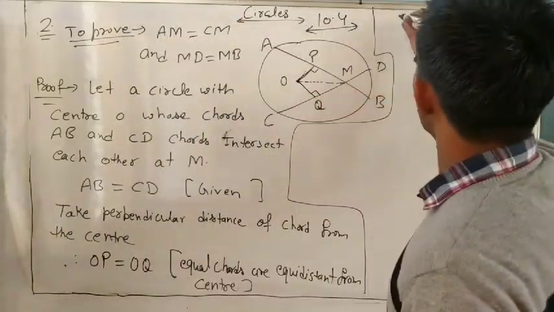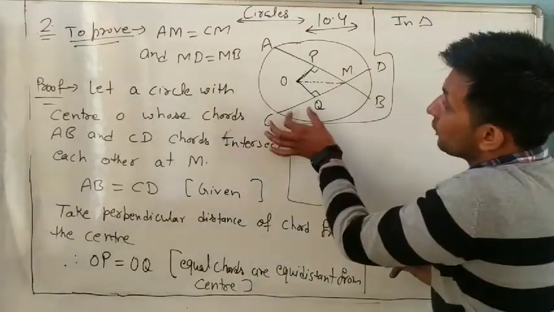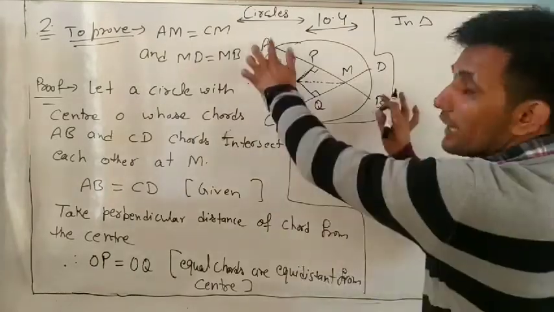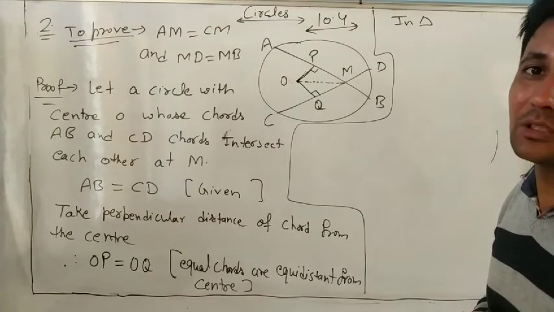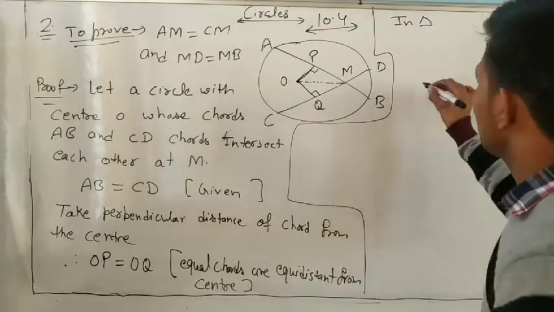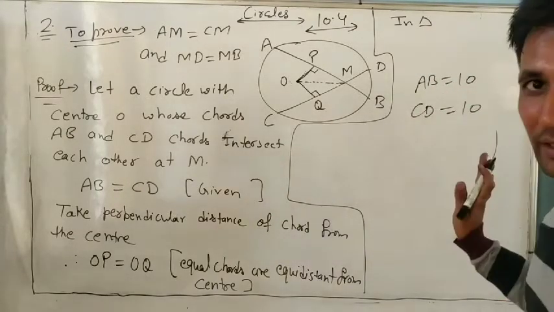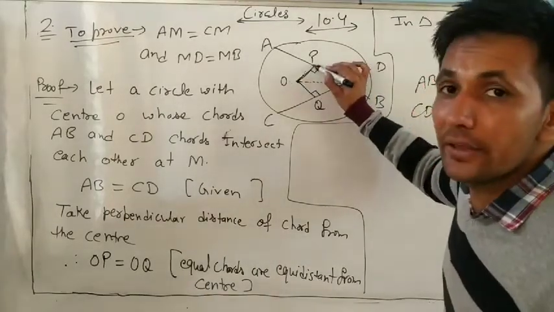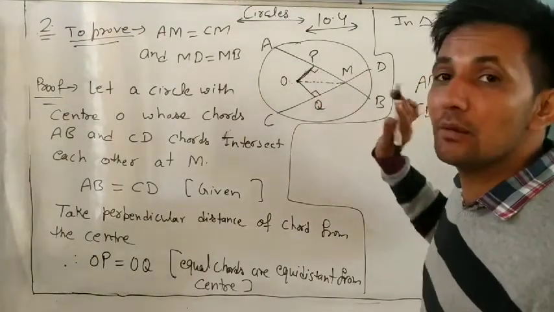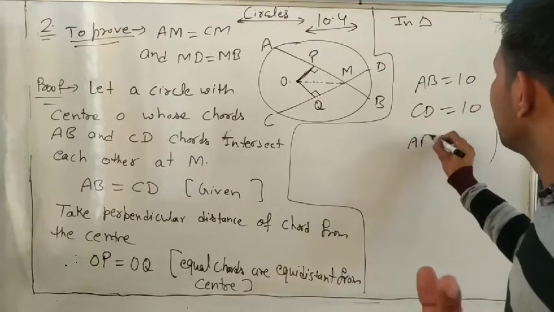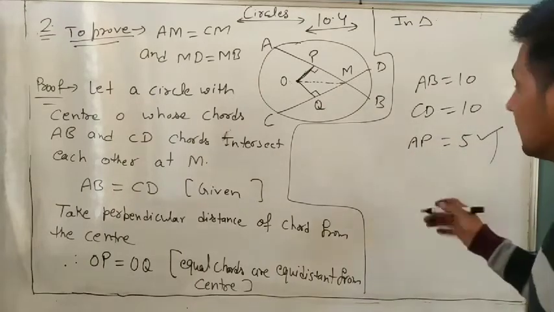To write in triangle, look at this: we already know AP and CQ are equal. Yes, why? Because both are equal chords. And if we draw a perpendicular from the center, it always bisects the chord. If AB is 10, then CD is also 10. Understand it? We know OP is perpendicular, and by theorem 10.4, if we draw a perpendicular from the center, it always bisects the chord. If AB is 10, then AP equals PB. AP is 5.